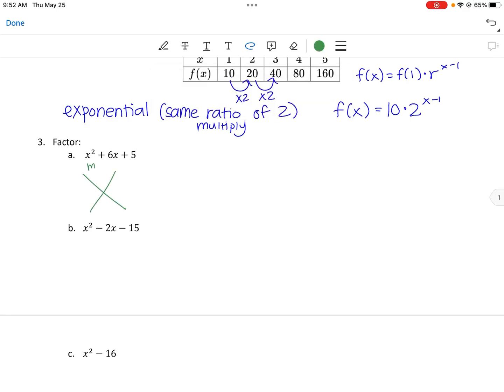Okay, we're into factoring now. We're looking for two numbers that multiply to 5 and add to 6. So what are my two numbers? My two numbers are 6 and 1. So at that stage, you write x plus 6, x plus 1.